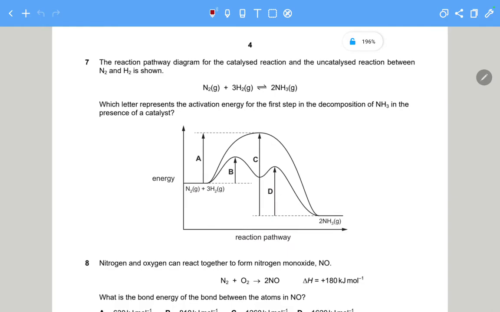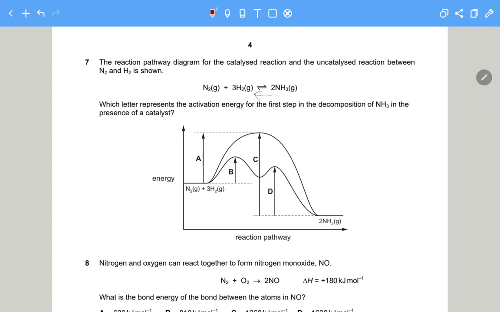The reaction pathway diagram for the catalyzed reaction and the uncatalyzed reaction between N2 and H2 is shown, and this gives 2NH3. Which letter represents the activation energy for the first step in the decomposition of NH3 in the presence of a catalyst? So this is the reverse of this reaction. It is this direction that we are talking about.